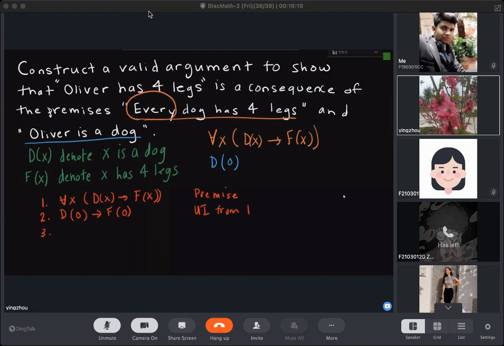Now I can use D(O), which of course was another premise, that Oliver is a dog, so now I've used both of my premises. And because of that, I can conclude F(O), which of course is that Oliver has 4 legs, and that's modus ponens using 2 and 3.